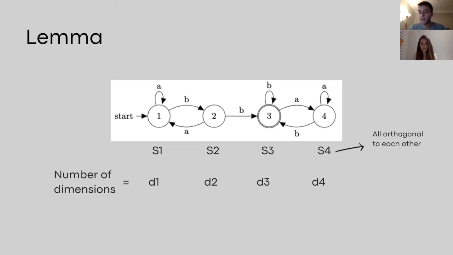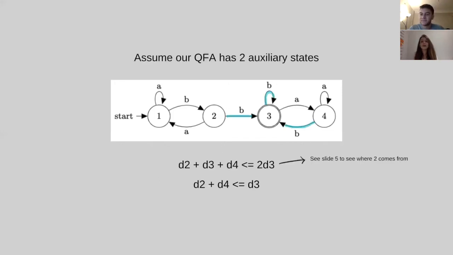Here we have S1, S2, S3, and S4. Also, each of these vector spaces is spanned by a number of dimensions, D1, D2, D3, and D4. Firstly, we show in our paper that each of these vector spaces is orthogonal to each other. Now assume that we have a quantum finite automata with 2 auxiliary states that recognizes this language. Imagine we have 3 different states, one in S2, one in S3, and one in S4. We know that all of these vectors are orthogonal to each other.